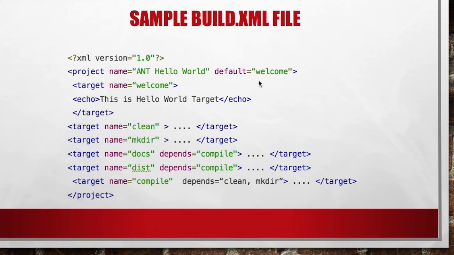A project may contain any number of targets, but this default attribute specifies which target should be considered as the default, and it is mandatory for the build.xml file. And next, you can see the name and also the base directory. The base directory is nothing but the root folder for the project. So let's go ahead and create a sample build.xml file.